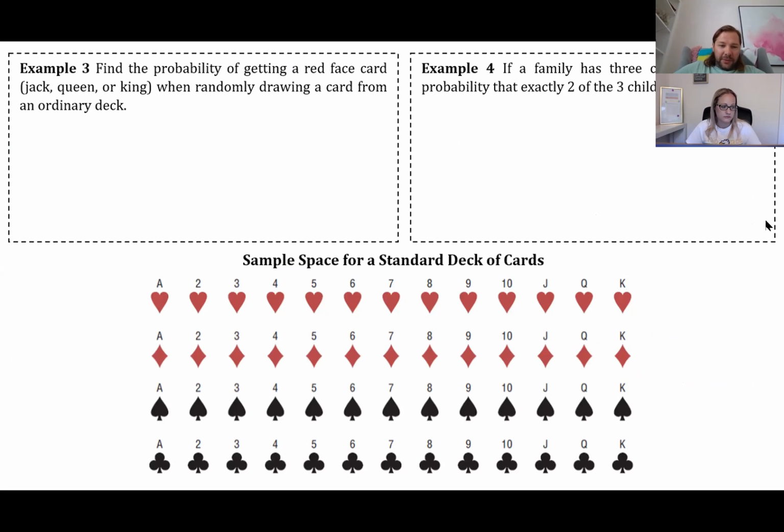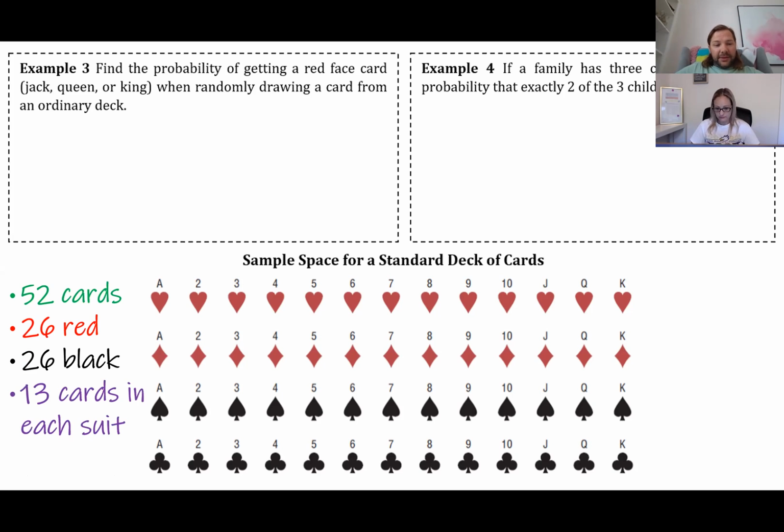And just so you know what an ordinary standard deck of cards looks like, there are 52 cards. There's 13 hearts, 13 diamonds. So that makes 26 red cards. And there are 26 black cards. So there's 13 cards in each suit. So we have clubs, spades, diamonds, and hearts.